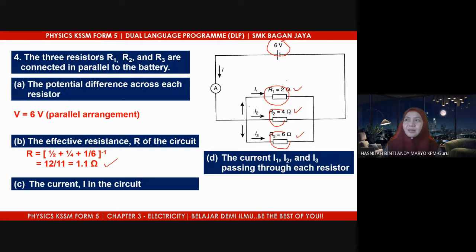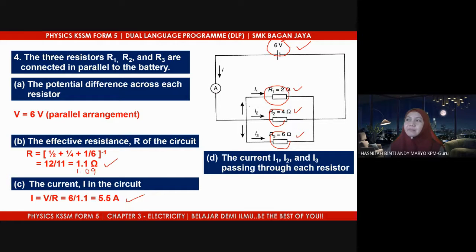Okay, students. So we have V, 6 volt. We have R, 1.1, which means we can find the current. 1.09. Sini you mungkin dapat 1.09. 2 decimal places lebih baik lah kalau you dapat 1.09. Okay, so this is how to find current, 6 volt, and this is the effective resistance, so will give you 5.5 ampere.